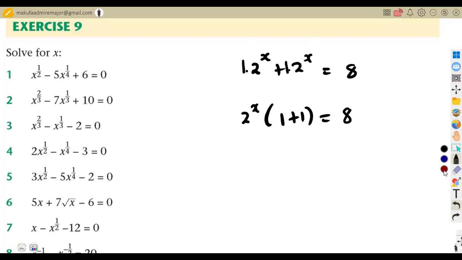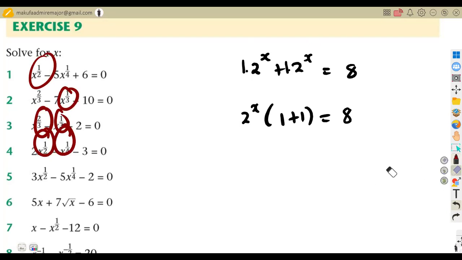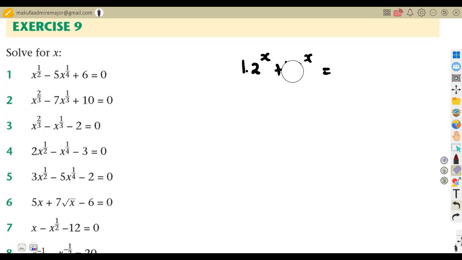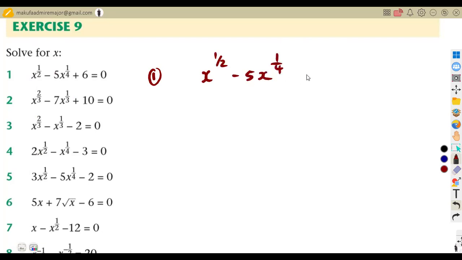All right. But if you check now, what we have on these exponents is totally different from the scenario that we had in our previous case. So how do we solve such? Considering our first equation, which is x to the exponent of 1 over 2 minus 5x to the exponent of 1 over 4 plus 6 is equal to 0.